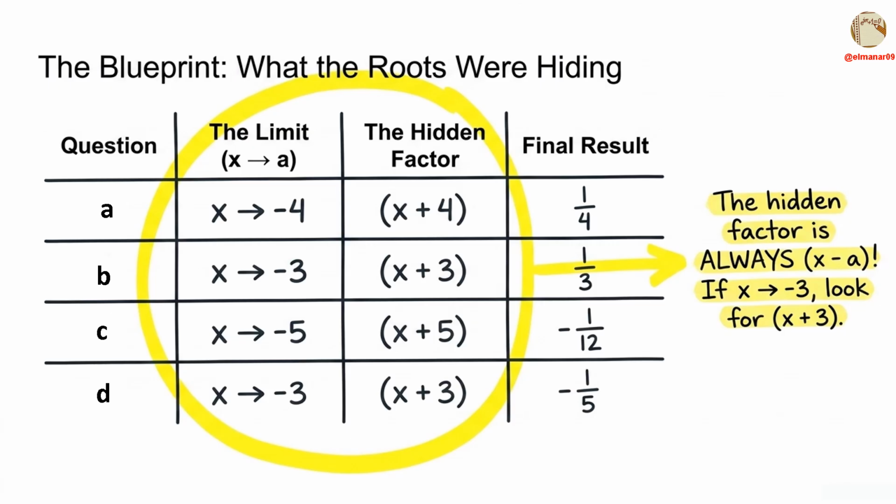For question C, x approaches -5, the factor was x plus 5. For question D, x approaches -3, the factor was x plus 3. The golden rule is the hidden factor is always x minus a. If x approaches -3, you are looking for x minus -3, which is x plus 3. Knowing exactly what you are looking for is half the battle won.